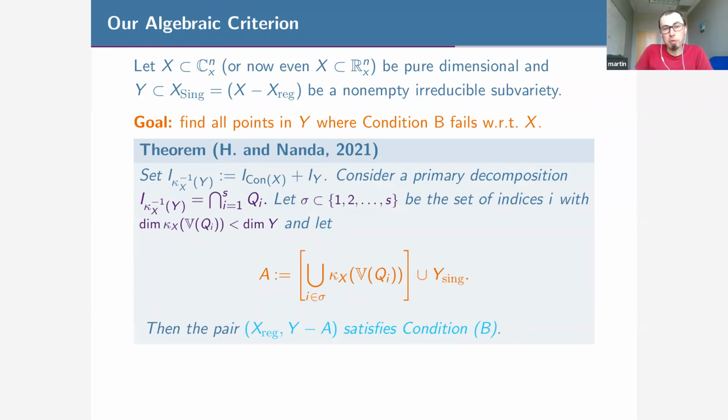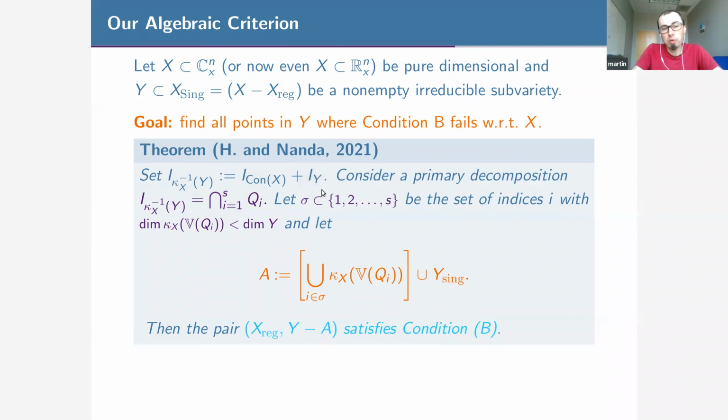And we want a theorem that's going to identify all points in Y where condition B fails with respect to X. Okay, so we'll define a couple things. We're going to define this fiber ideal, which is just going to be the ideal of the conormal map, which I'll tell you in the next slide how you would get. And then the ideal of Y's singular locus, if you like. So the ideal of the singular locus.